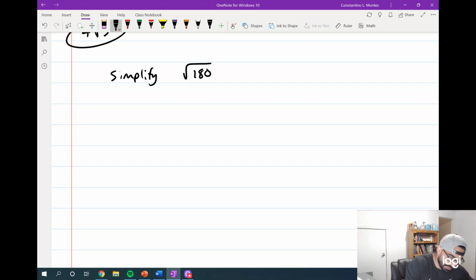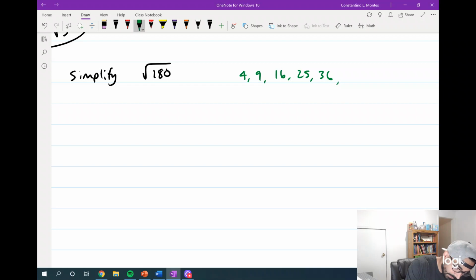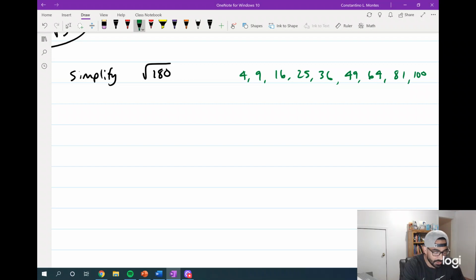Okay, let's just list out our numbers that we're working with. We got 4, we got 9, we got 16, 25, 36, 49, 64, 81, and 100. All right, is there a number, one of these numbers here, that divides 180, that is a factor of 180?